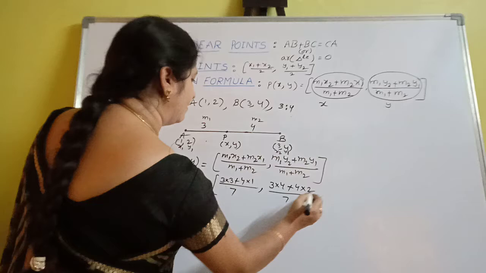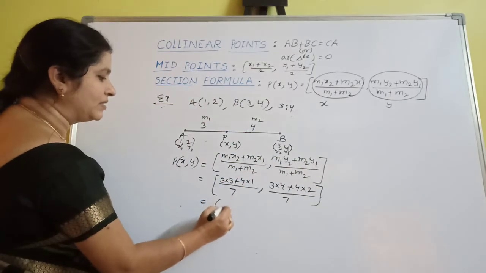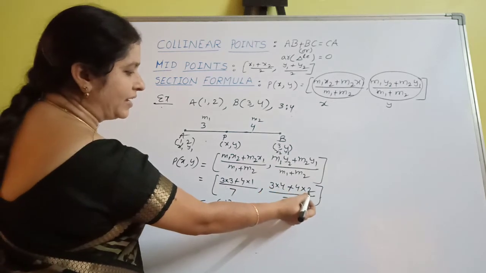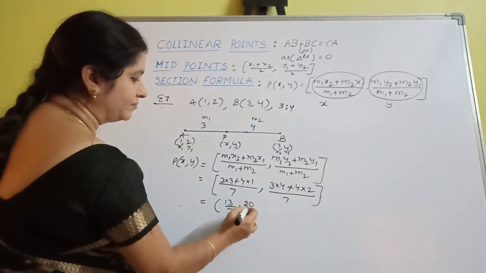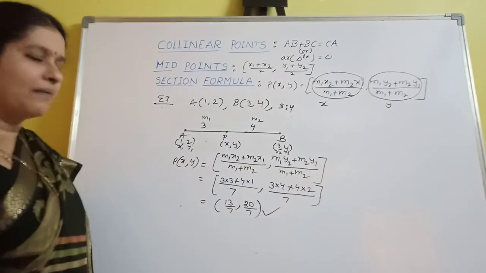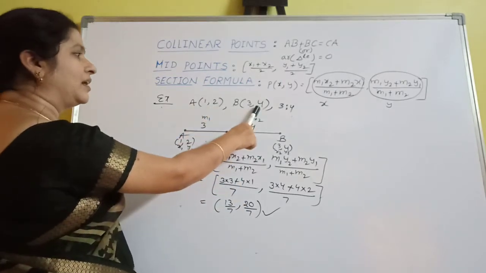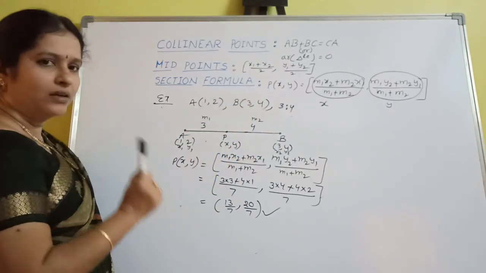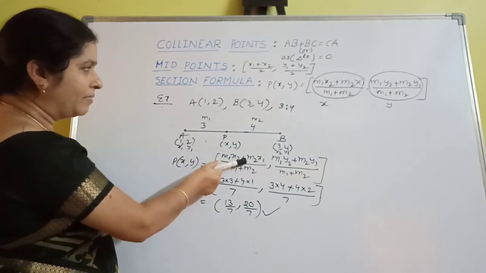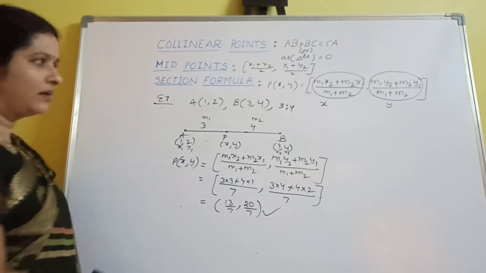by 7. M1 plus M2 is 7. So 9 plus 4 is 13 by 7 comma 3 4s are 12 plus 8, 20 by 7. So this is the answer of the P(x, y). So if 2 line segment points are given and one ratio is given, you can easily find the dividing point P(x, y) by using the section formula.